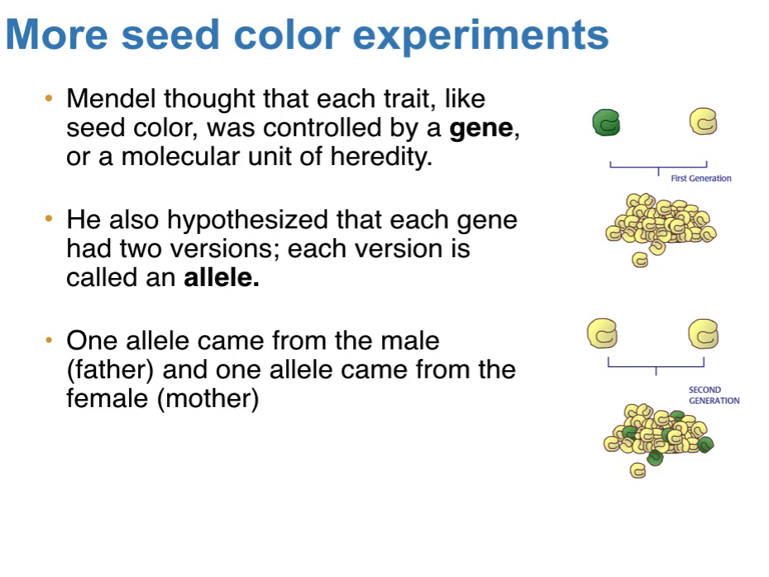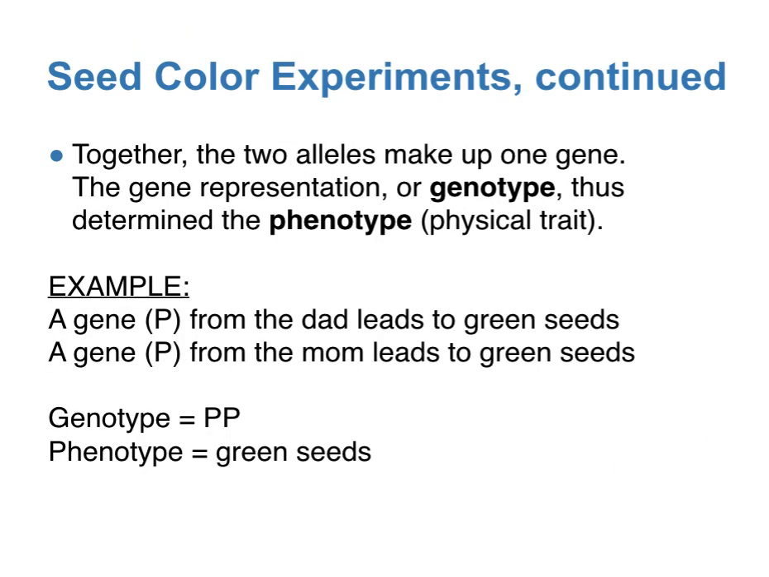Mendel thought that each trait, like seed color, was controlled by a gene, or a molecular unit of heredity. He also hypothesized that each gene had 2 versions. We call those versions an allele. One allele comes from the male, the father, and one allele comes from the female, the mother. Together, the 2 alleles make up one gene. The gene representation, or genotype, thus determines the phenotype, the physical trait.